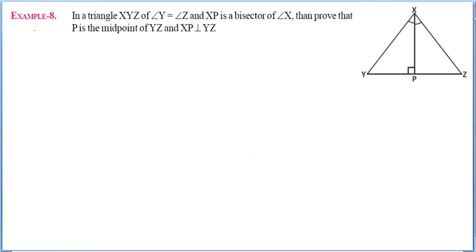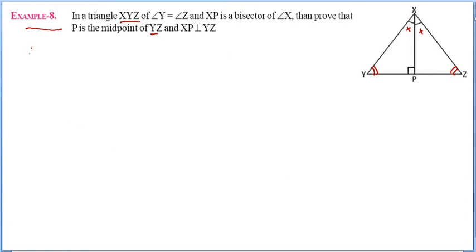Now come to the example 8. It is given as in triangle XYZ, Y angle is equal to Z. So this one you can say Y angle is equal to Z. So you have to write here this angle is Y and this angle is Z. And XP is the bisector of angle X. XP is the angle bisector, that means both angles are equal. Then prove that P is the midpoint of YZ. P को midpoint बताना है. And XP is perpendicular on YZ. So let us see how we can do this one.